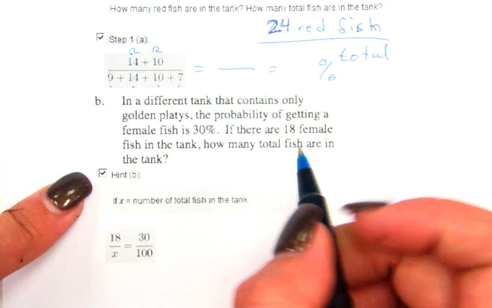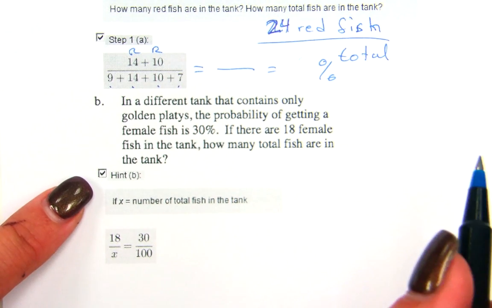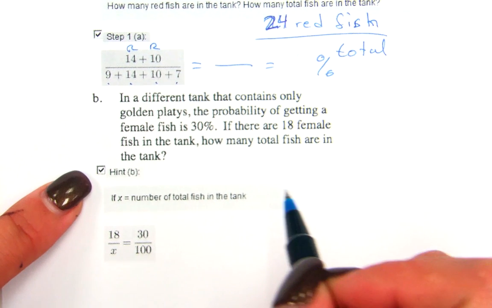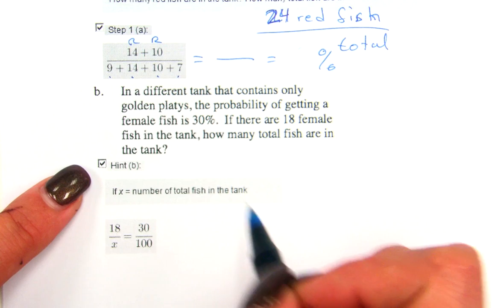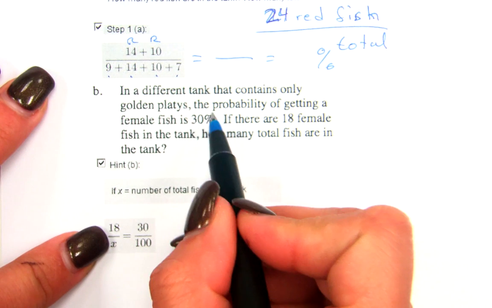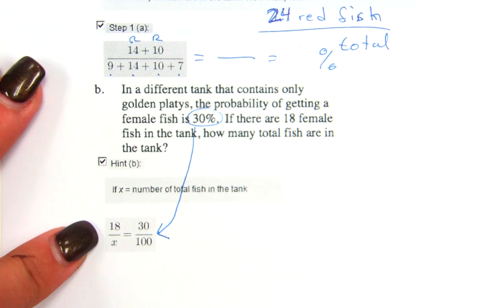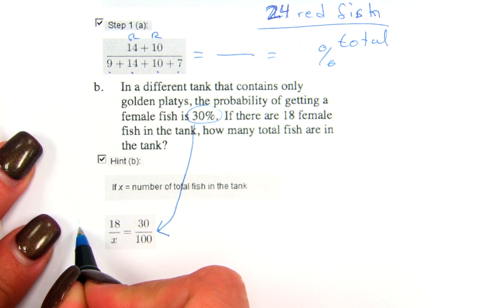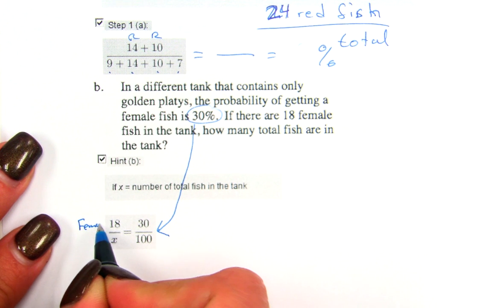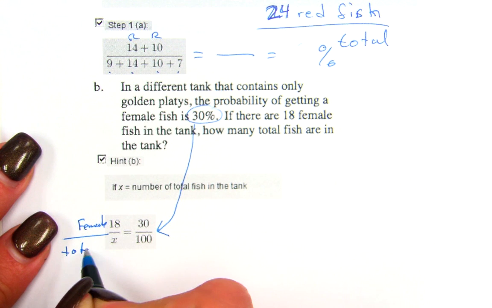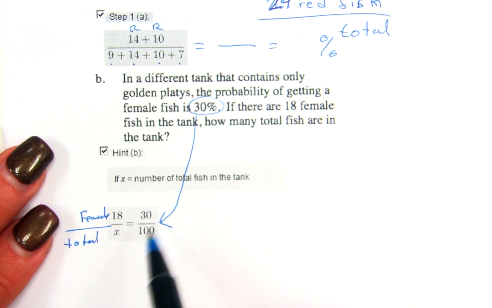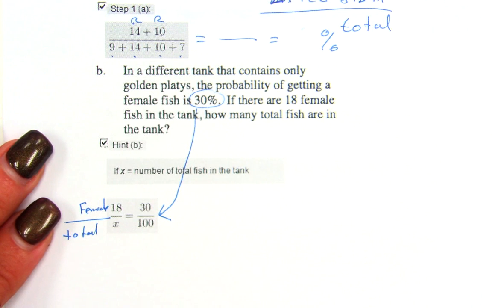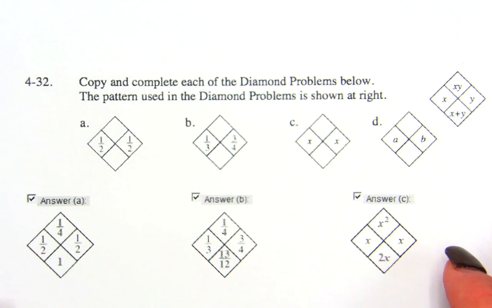In a different tank that contains only golden platis, the probability of getting a female fish is 0.3 or 30%. There are 18 female fish in the tank. How many total fish are there in the whole tank? Well, 30%, I'm hoping you realize, is just 30 out of 100, right? Well, if you have 18 of the females, how many total? Then you can cross multiply and find your answer for the total number of fish in the tank.